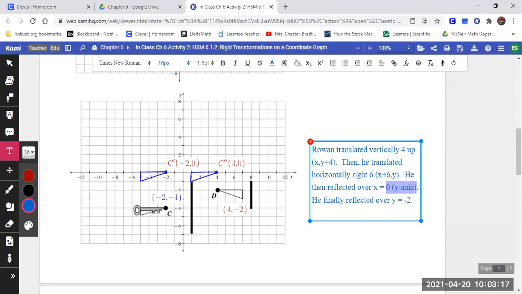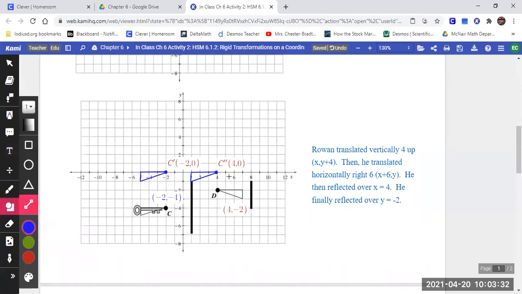Not the Y-axis, because we're not on the Y-axis. Y-axis will be when X is 0. What is our X equal to? So we're folding our line on 4. Yep. Okay, so now his triangle. We'll draw our triangle in. 1, 2, 3. Down 1. Connect the dots.